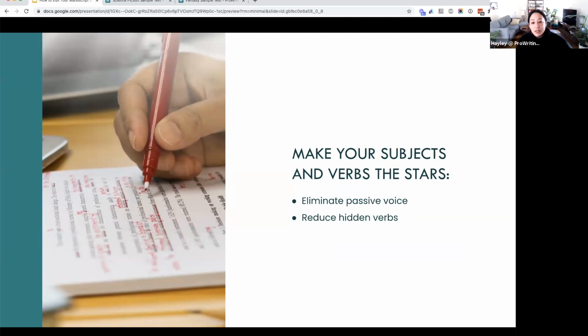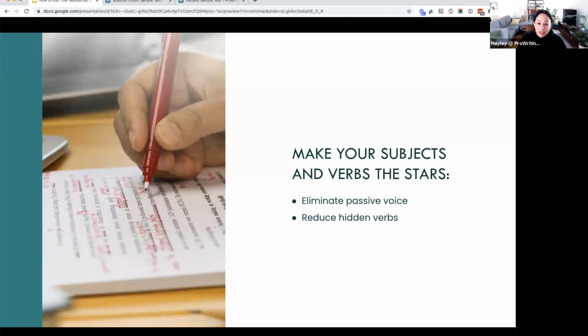So in order to do this, we need to do two things. The first thing is to eliminate passive voice. Passive voice is when you have set up a sentence so that the object of the sentence comes before the subject. So instead of saying something like Jane opened the present, which is active voice, if you say the present was opened by Jane, that's passive voice. The object, which is the present, was being opened by Jane. So in that instance, our sentences are longer and more complicated.